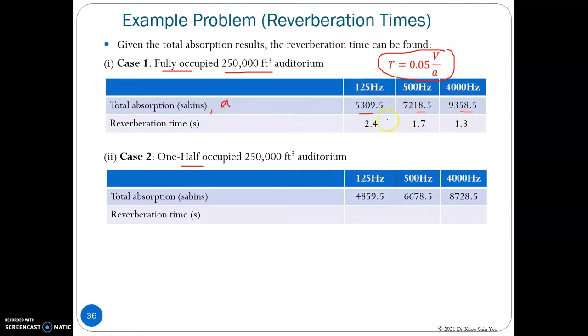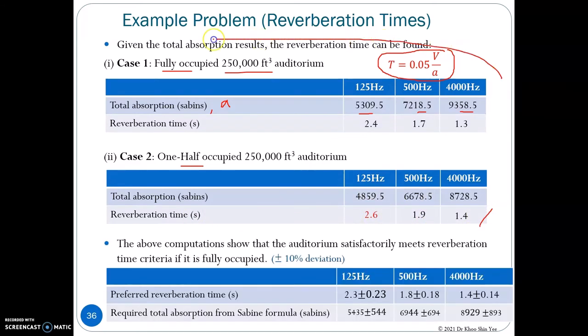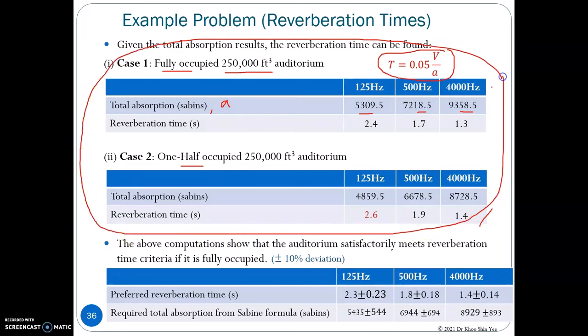Therefore, you should obtain the reverberation time to be this answer. By repeating the same procedure for the second case, you can obtain the reverberation time result like this. Let's compare this result with the recommended value to see if the design is appropriate or not. For example, the reverberation time at 500 Hz is recommended to be 1.8 seconds plus minus 10%. From here, we know that the reverberation time at 500 Hz should be within 1.62 to 1.98.